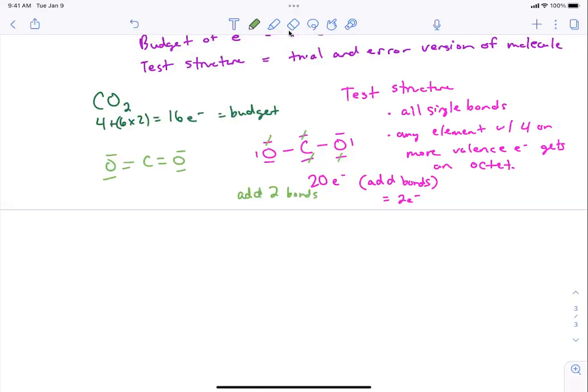So what we thought were 2 lone pairs is actually a bond where both atoms can claim those electrons. Does that make sense? Okay. You're welcome. Yes.